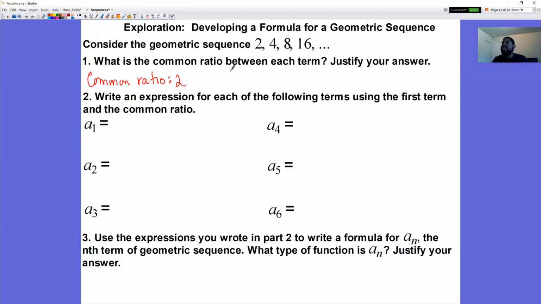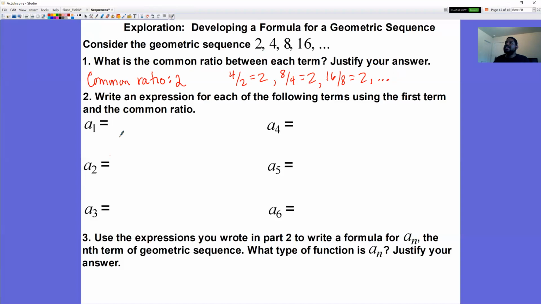And how do I justify that? Well, if I take 4 divided by 2, I get 2. If I take 8 divided by 4, I get 2. If I take 16 divided by 8, I get 2, etc. So if I keep doing that for every consecutive term, I will get the common ratio of 2.